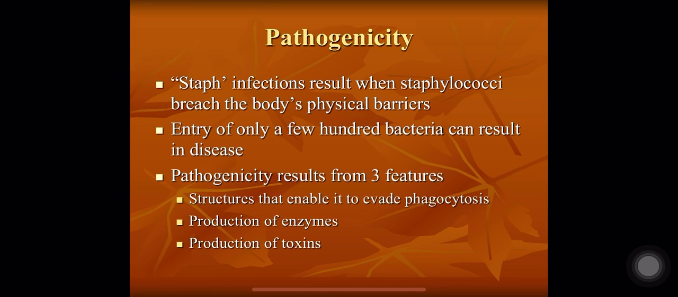Staph infections result when staph cocci breach the body's physical barriers, and even a few hundred of them can enter the body and give rise to disease. Staph produces several enzymes and toxins which act as virulence factors for it, and it has various mechanisms by which it can evade phagocytosis.